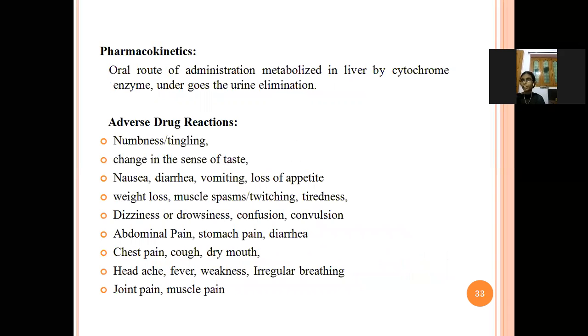Pharmacokinetics are, it is an oral route of administration and it is metabolized in the liver by using cytochrome enzyme, and it undergoes urine elimination.